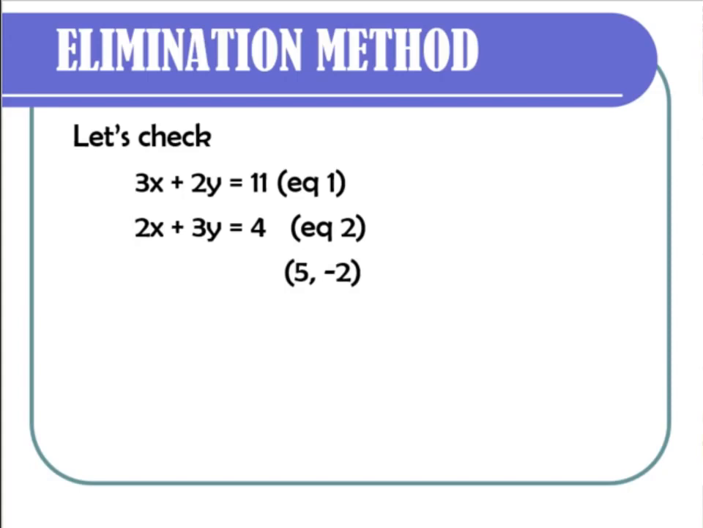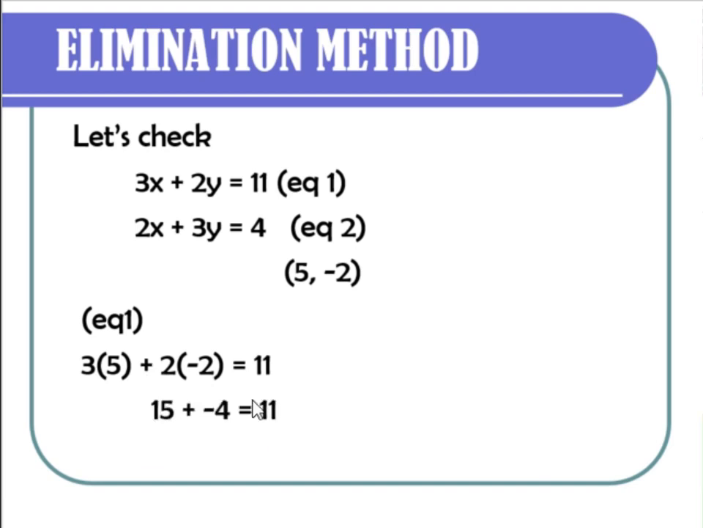So, we substitute it in equation 1. For equation 1, we have 3x plus 2y is equal to 11. Substituting 5, negative 2, we'll have 3 times 5 plus 2 times negative 2 should be equal to 11. 3 times 5 is 15. 2 times negative 2 is negative 4. So, we'll have 15 plus negative 4, and that is equal to 11. 11 is equal to 11 in our equation 1. It is true. What about in equation 2?